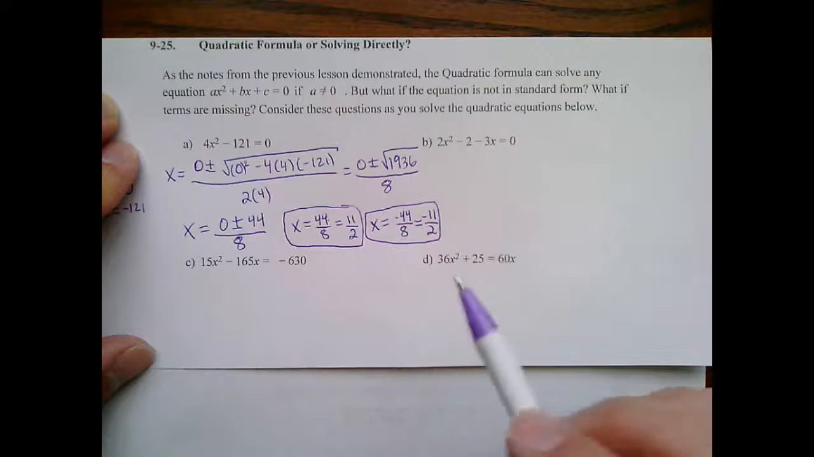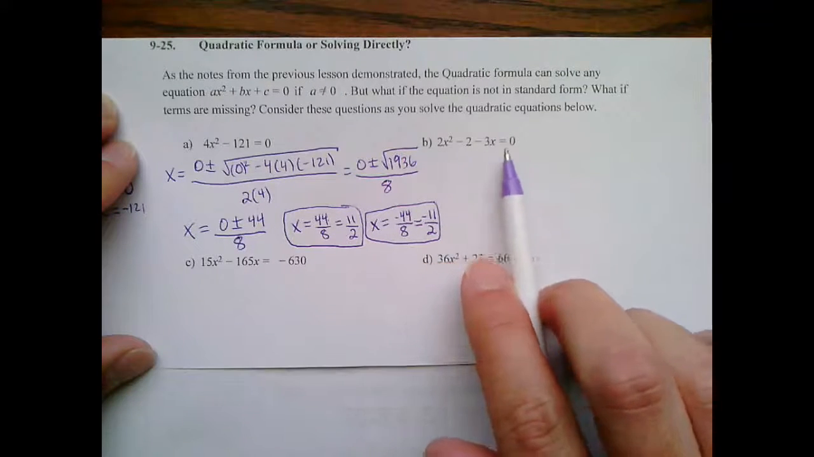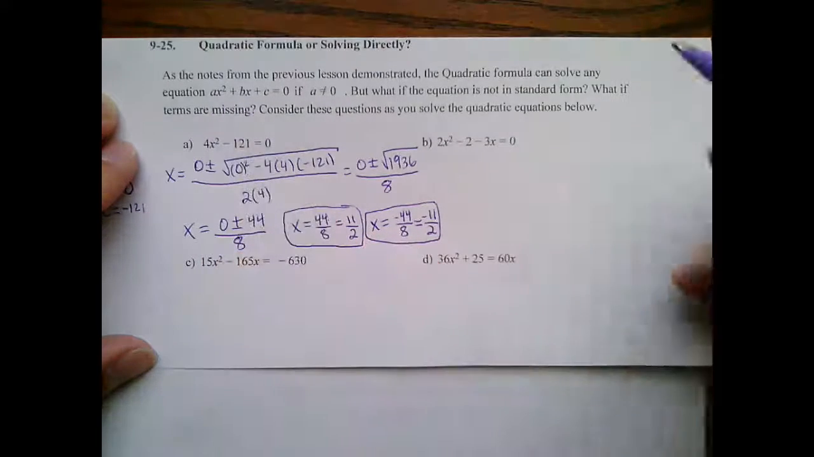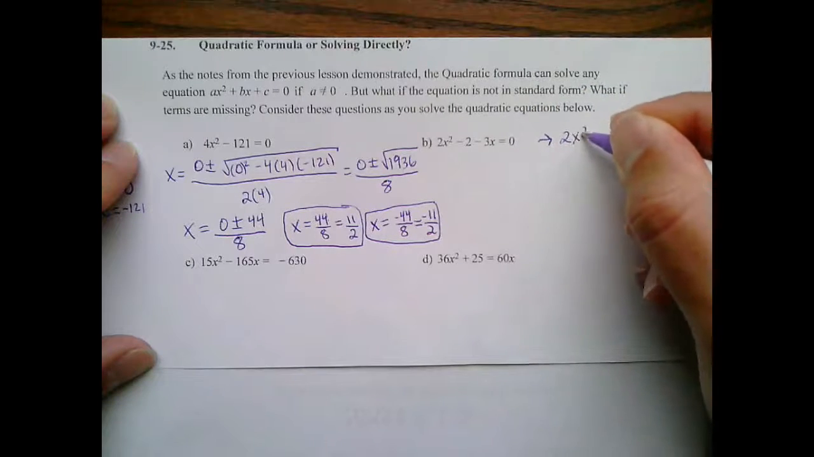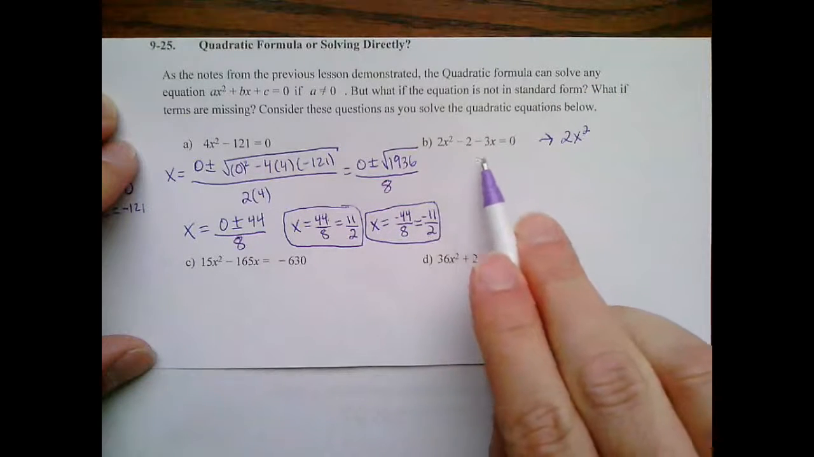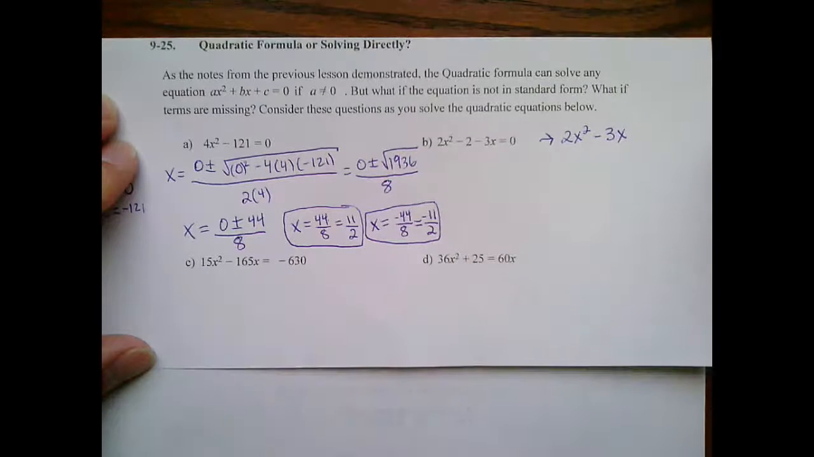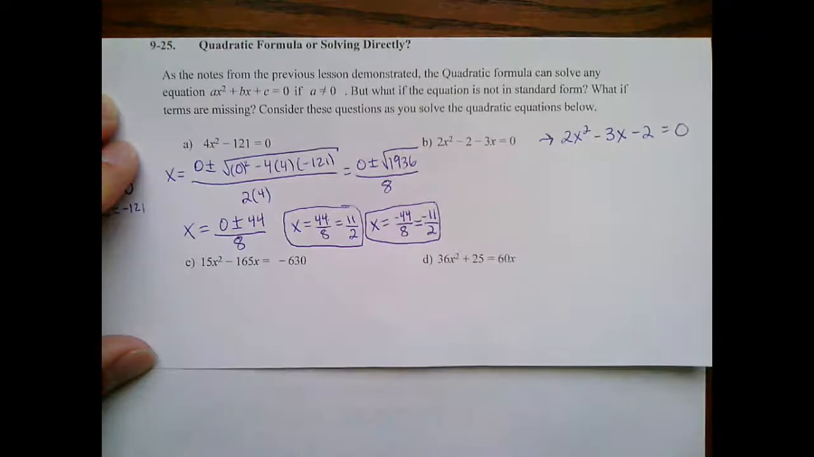All right, guys, so how about B? Notice B is 2x squared minus 2 minus 3x. So is it in standard form, ax squared plus bx plus c? Well, the first term is 2x squared. I agree with that. That's the biggest exponent. But then what's the next biggest exponent out of negative 2 and negative 3x? Well, it should be negative 3x because that's negative 3x to the first. And then the negative 2 should go at the end, and it should be equal to 0. So all we have to do, guys, is just rearrange it.